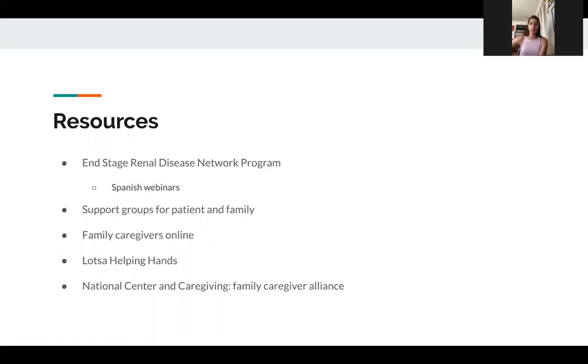Also just support groups for the patients and the families. And as he progresses, he may not be able to care for himself in the future. So I found a couple resources that the family could utilize to get support and feel like they can give that care to him.